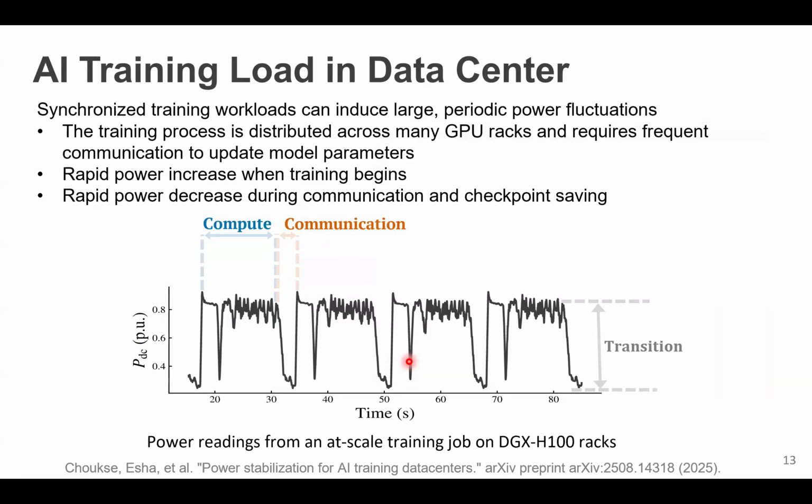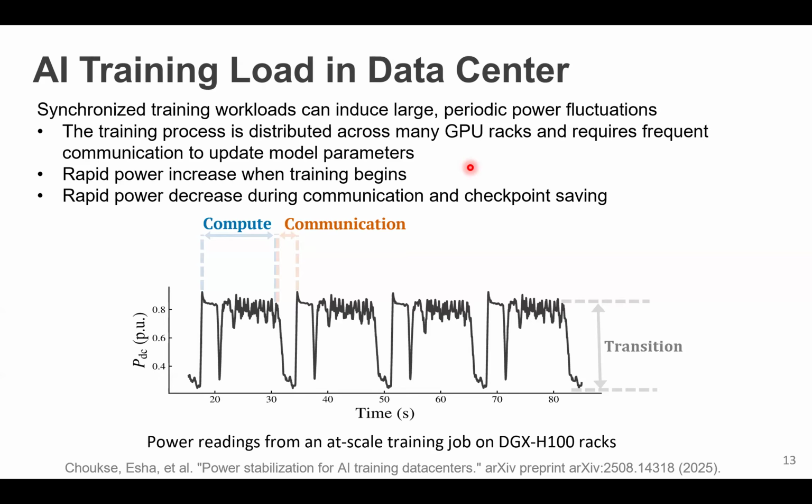One representative type of load from data centers is the AI training workload, shown here, which has very rapid fluctuations and very rapid ramps. This synchronized pattern actually comes from the way large AI models are trained. Because the model is too large for a single device to handle, the training usually needs to be distributed across many GPU racks and also requires frequent communication to update model parameters.